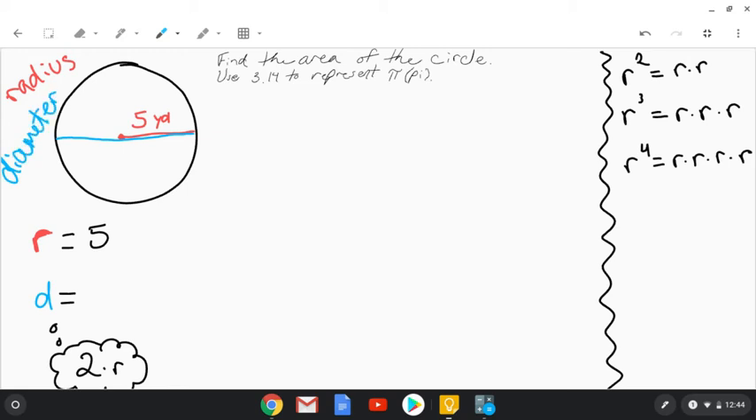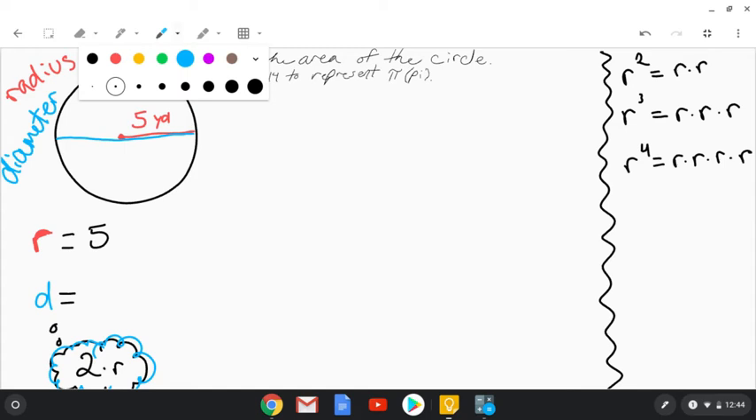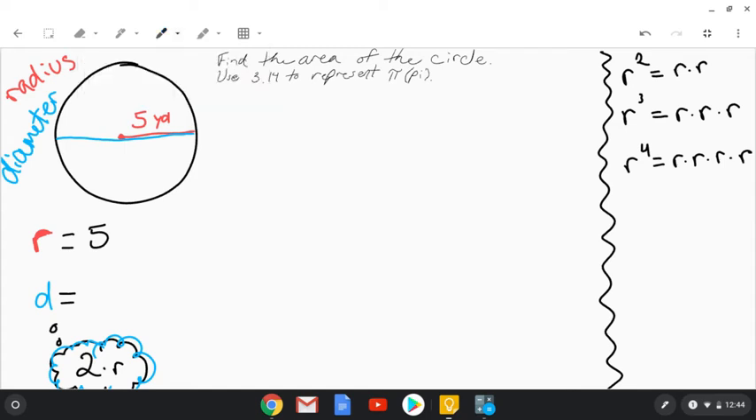Now, the relationship between the radius and the diameter is that the radius is always half of the diameter, or, and I have this down here in a thought bubble at the bottom, the diameter is always 2 times the radius. So in this picture, I could figure out what the diameter is pretty easily. If I know that the radius is 5, as that's labeled here in the picture, the diameter is 2 times that. So what's 2 times 5? 10. So the diameter of this circle is 10.